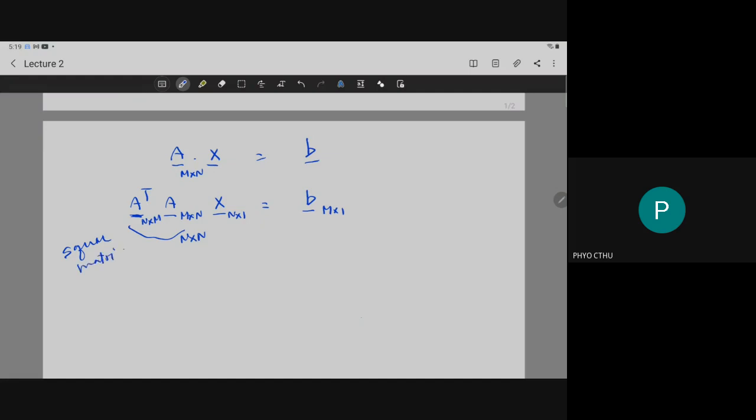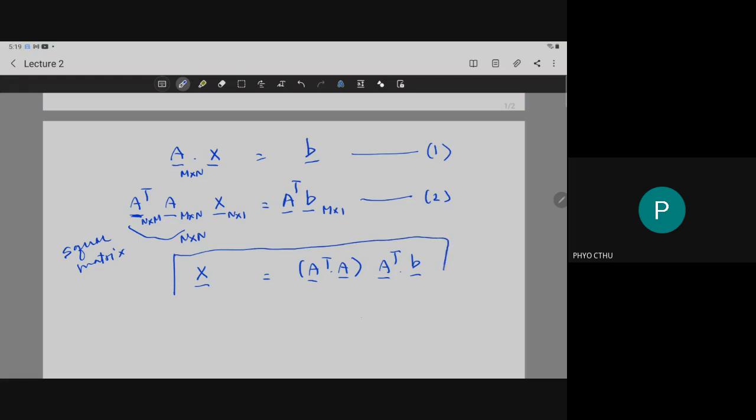So what we can do is we can just say that X is equal to the inverse of A transpose multiplied with A, multiplied with B. Oh, sorry. When I multiply A transpose to equation 1, on the right hand side I need A transpose as well. So it means that I need to have A transpose multiplied with B. So this is one way of computing.